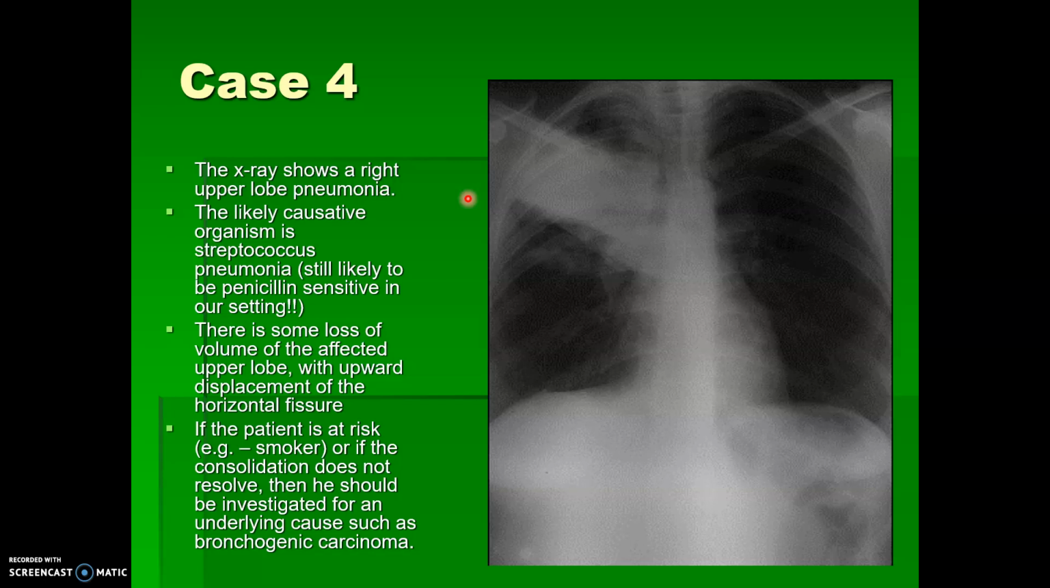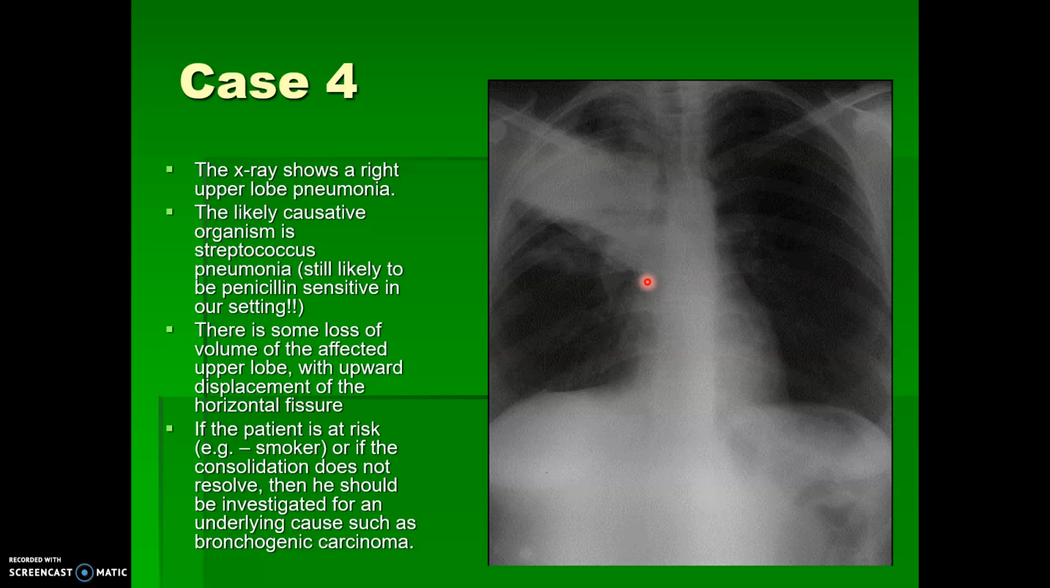This shows a right upper lobe pneumonia. This sort of lobar pneumonia is likely to be caused by Strep pneumoniae in a patient of this age. In our setting, community-acquired strep pneumonia is still generally sensitive to penicillin, so this can be used. If you look at the lower border of the consolidation, it's a fairly straight line, which suggests it might be the horizontal fissure, but the horizontal fissure, as the name implies, should be horizontal. And therefore the fact that it's pulled up like this suggests there's some loss of volume in this upper lobe.